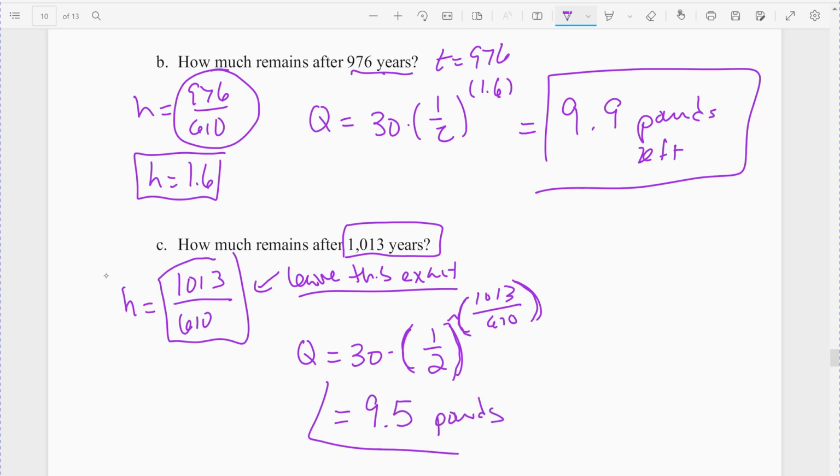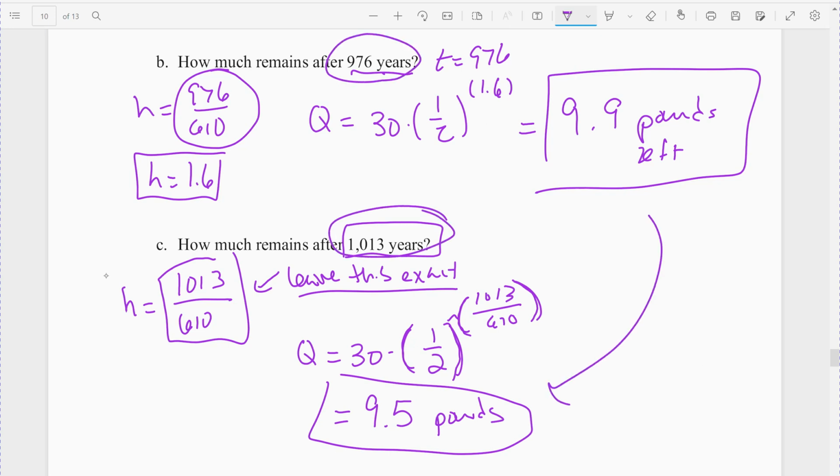Pounds. Right. And again, it's not much different because not that many years passed between these two. It takes 610 years for it to be cut in half. This is only about 40 years. So again, it doesn't decay very much in 40 years. So it should make sense that those two numbers are fairly close. The biggest thing about this one is do not round until you get to the end.